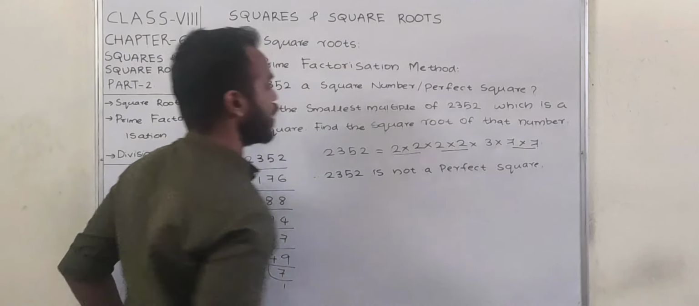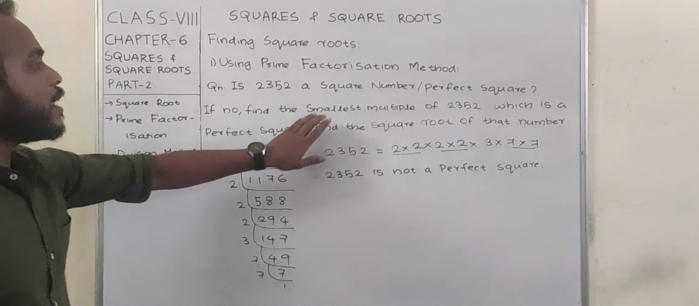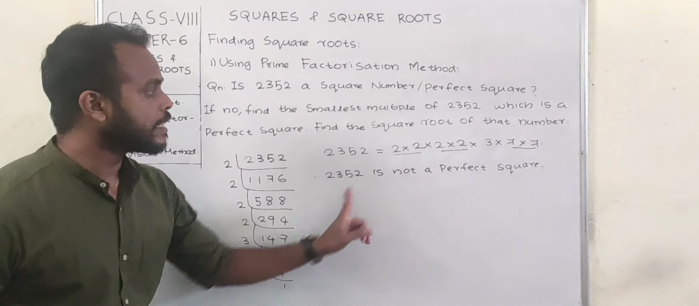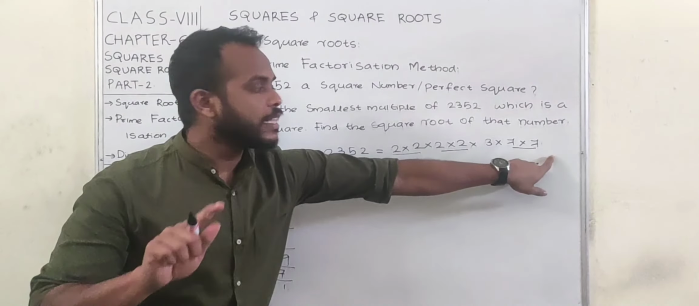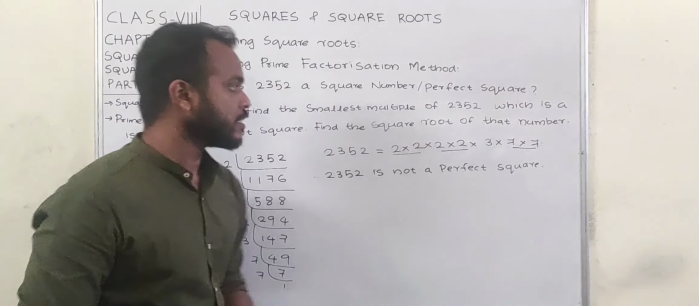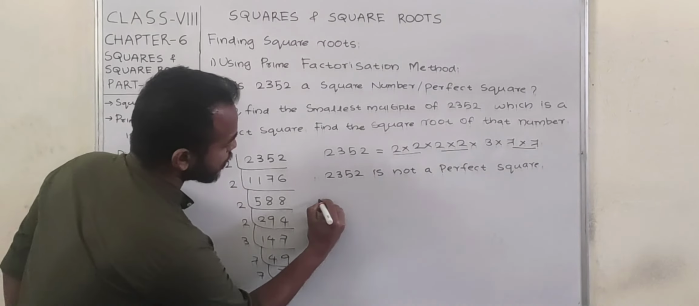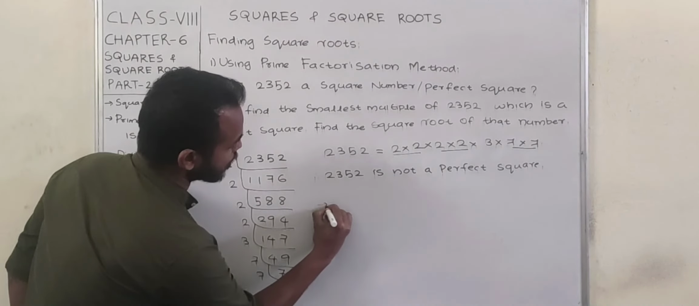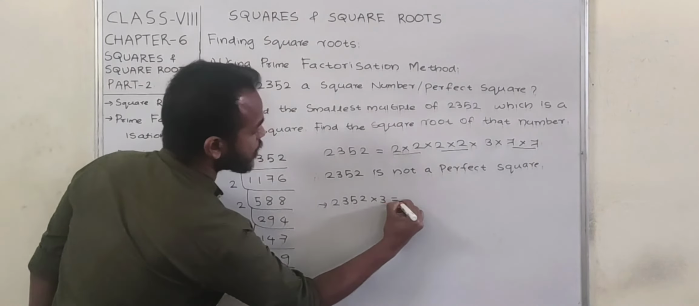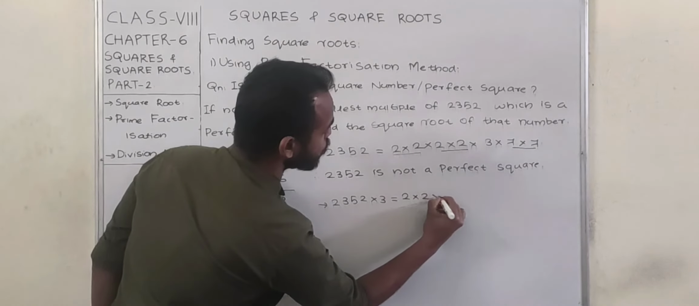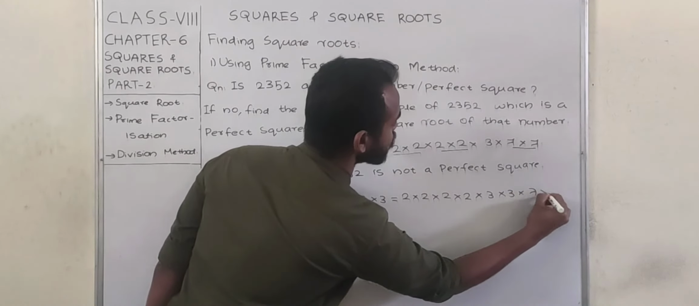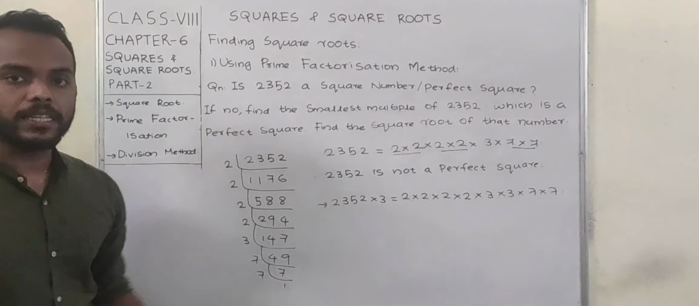Now there is an additional question. If no, find the smallest multiple of 2352 which is a perfect square. That is, had there been another 3, then we could have made it a pair of 3. Right? Yes. So we will consider multiplying this 2352 by another 3. You can write this as 2 into 2 into 2 into 2 into 3 into 3 into 7 into 7. Now we can easily make this into pairs.